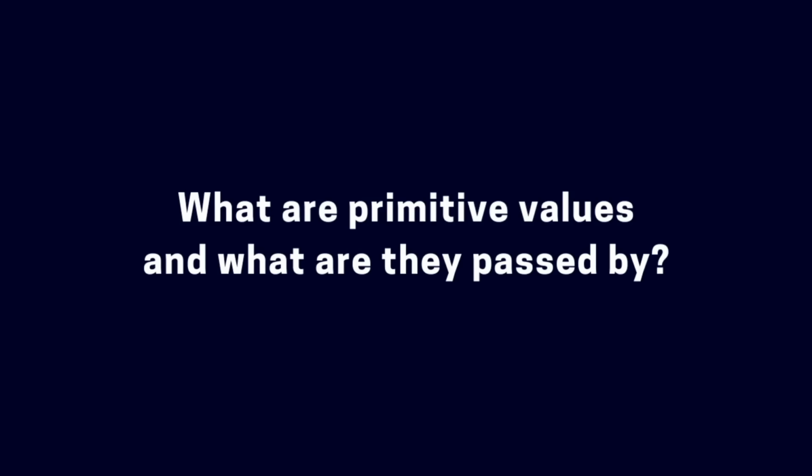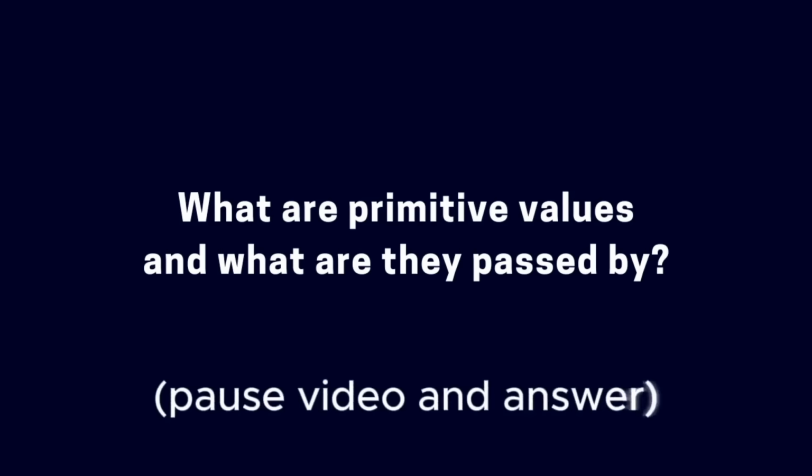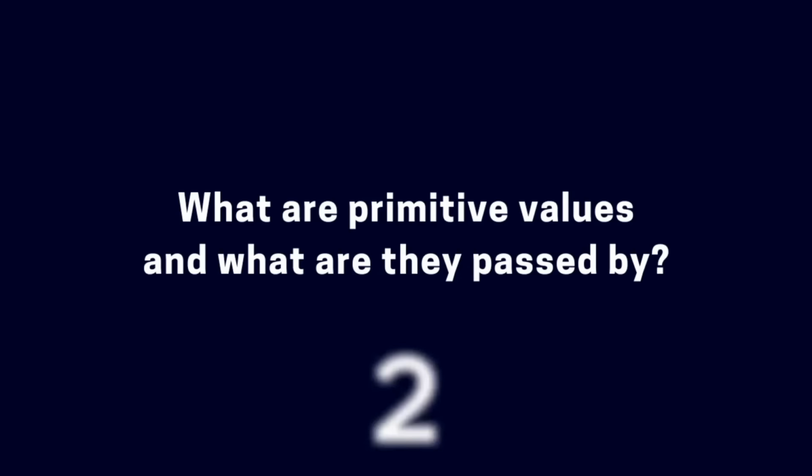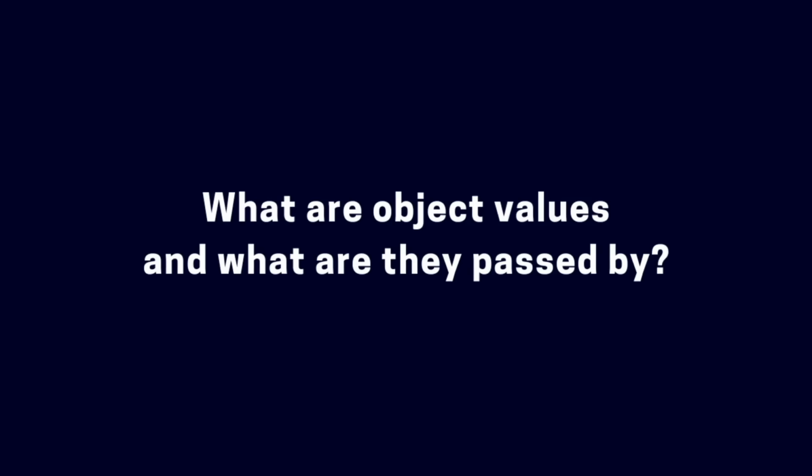What are primitive values and what do they pass by? Primitive values refer to simple values, such as string, number, booleans, and they are passed by copy. What are object values and what do they pass by?